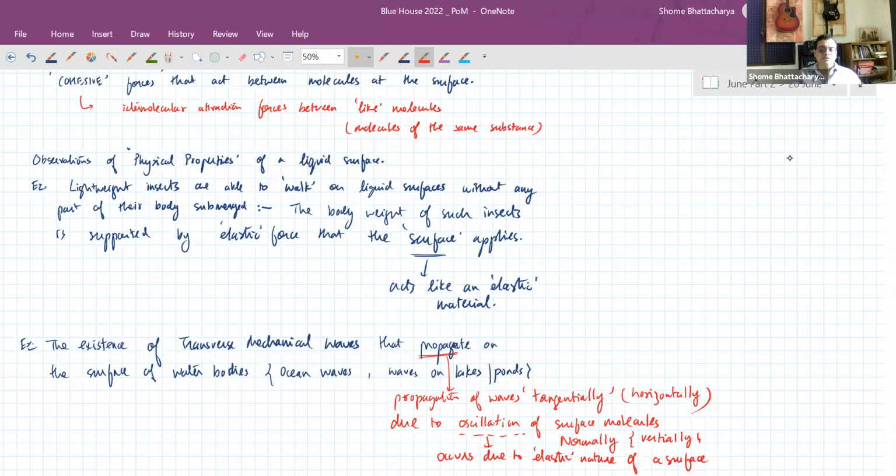But we'll understand soon that it is because of the difference in the situation of the molecules at the surface in terms of how they experience cohesive forces or intermolecular attractive forces, compared to the liquid molecules which are inside the body of the liquid or within the volume. So there's a difference in how the cohesive forces cause interaction between molecules at the surface versus the molecules inside the volume. And that is what creates this unique property that the surface molecules act like a thin layer which is elastic in nature.